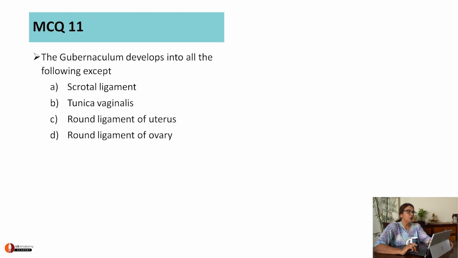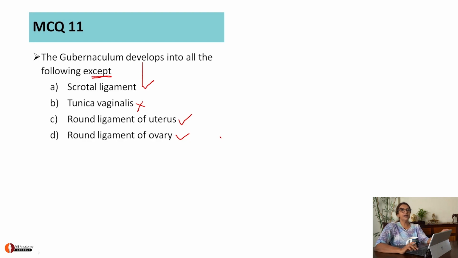MCQ 11. Gubernaculum develops into all the following except. In the male it forms scrotal ligament. Yes. In the female it forms round ligament of uterus. Yes. It forms round ligament of ovary. Yes. Does it form tunica vaginalis? We are looking for except. So does it form tunica vaginalis? No. Who forms tunica vaginalis? The processus vaginalis forms tunica vaginalis, not the gubernaculum.